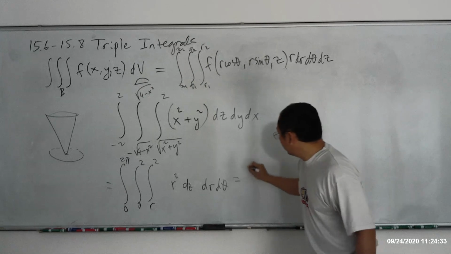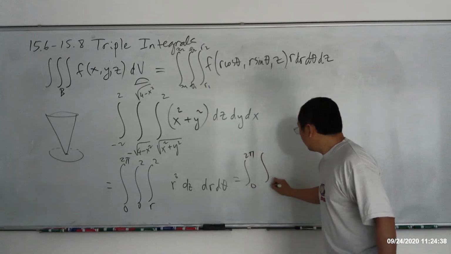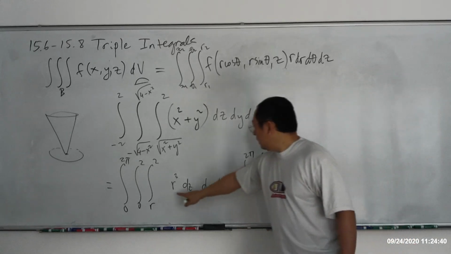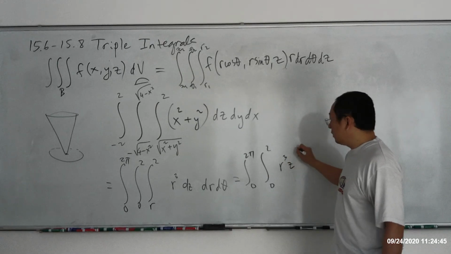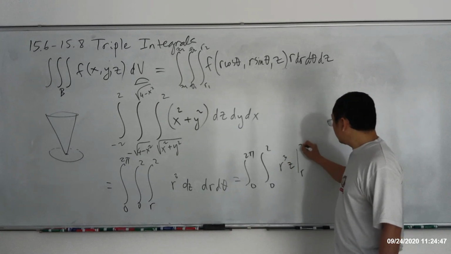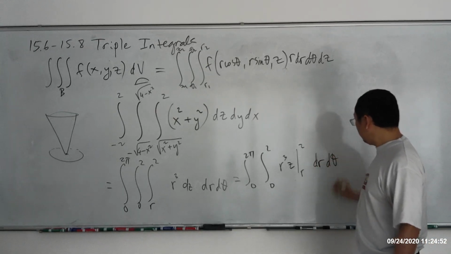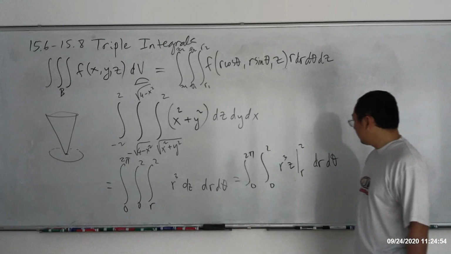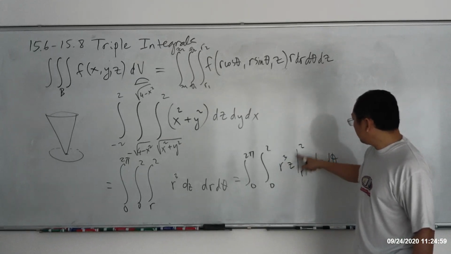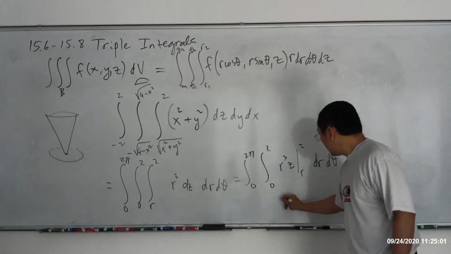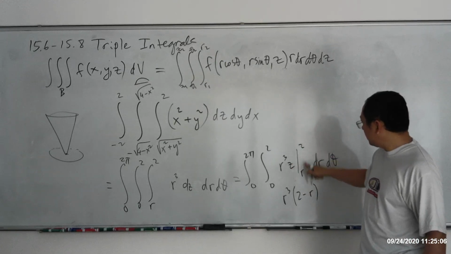With theta, we can do it. Integral from 0 to 2 pi, integral from 0 to 2, and here r cubed dz. So r cubed, z runs from r to 2 for z, right? And then dr d theta. Okay, so r right here is constant, and z runs from r to 2. So this is r cubed times 2 minus r. Right? z here is 2, and z lower was r.